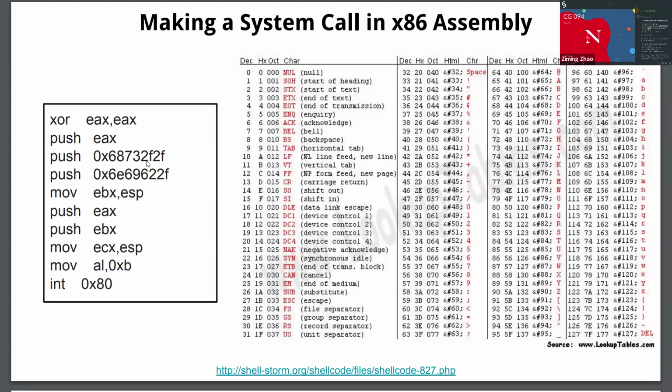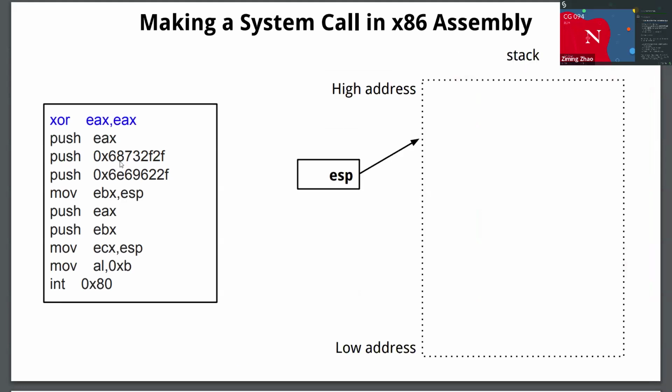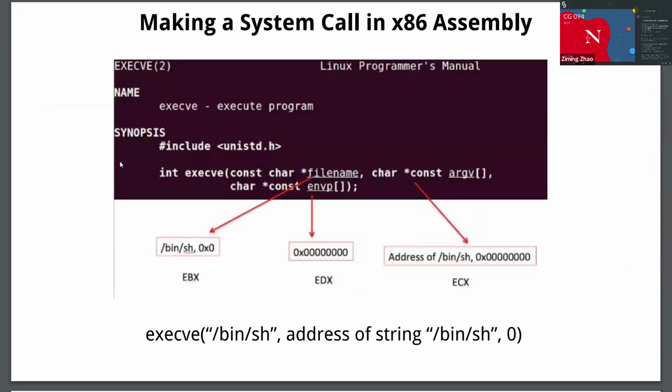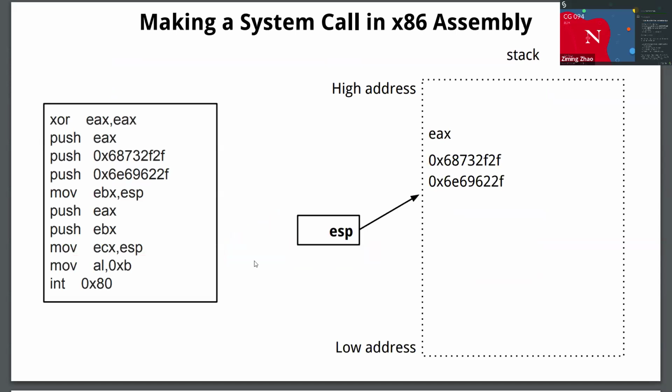It's actually just an ASCII string, not an address in this case. Let me see if I have slides for that. Yeah, so it's this string /bin/sh. That's our shell basically. So this is shellcode. Eventually, we're going to get a shell. So we're pushing those two 4-byte chunks, which is the shell.